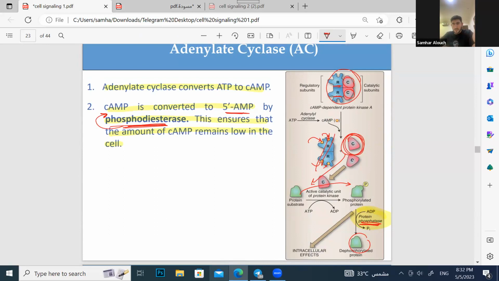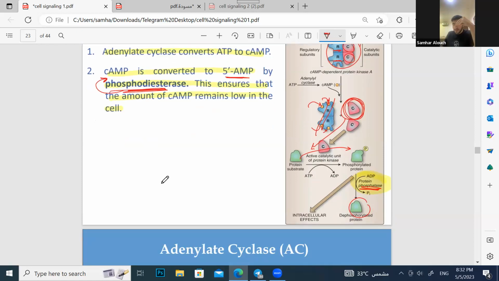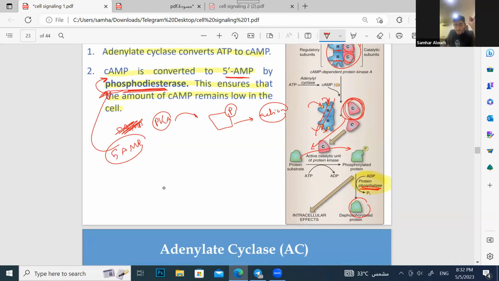Okay. Can you please repeat the second one? Okay. So as I said, we have 2 ways to terminate. Since cyclic AMP activates PKA, and PKA goes and phosphorylates a specific enzyme, and this enzyme causes the action, we have two ways of terminating this. By breaking cyclic AMP to 5'-AMP, and when we break it down by the phosphodiesterase enzyme, PKA is inactive and everything here is gone. This is the first way.